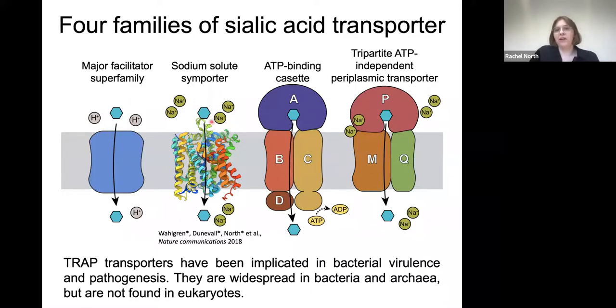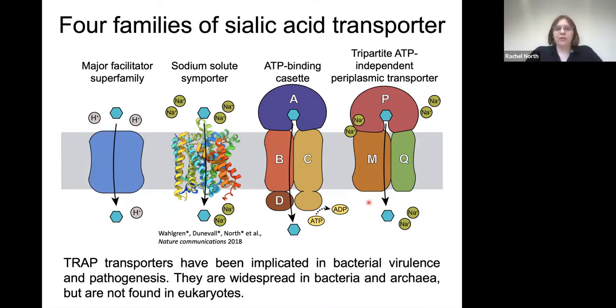And out of all of these families, for the first 3 we have some structures, maybe not of sialic acid transporters, but other transporters in a range of different conformations. And in general, we kind of know mechanistically how they work. But for the TRAP family, there are no structures at all, apart from the substrate binding protein, and we don't really understand mechanistically how they work, which is a shame because they're very interesting.